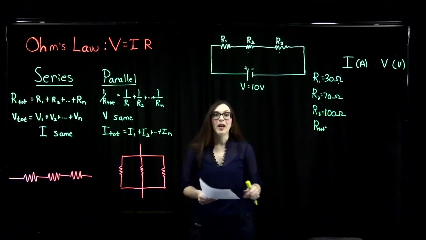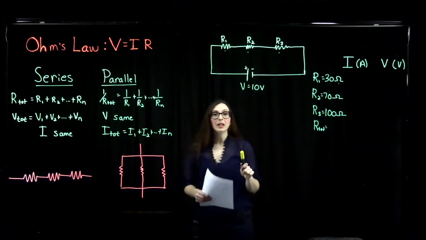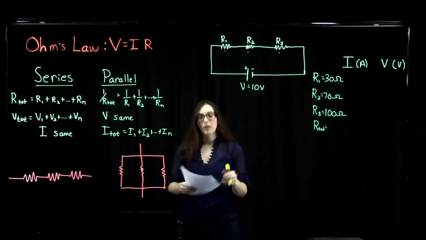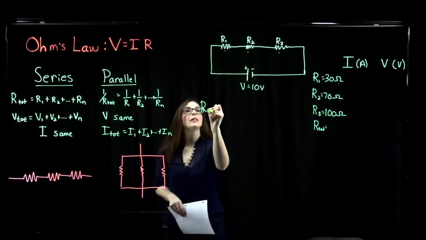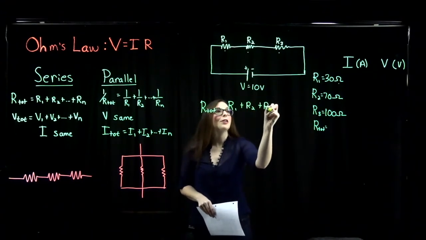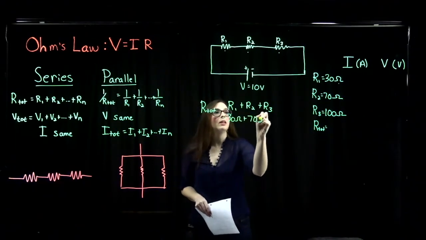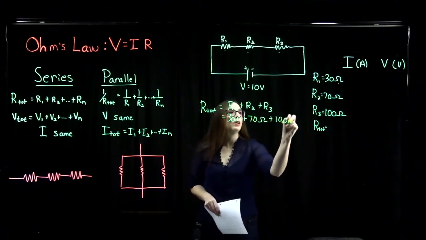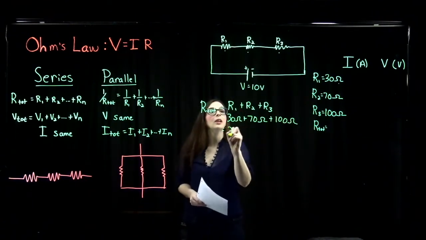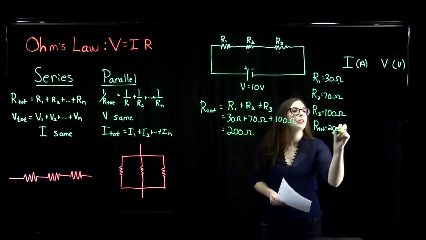Well, we're going to first find the total resistance of these resistors in our circuit. Now, when we have resistors in series, the total resistance adds up. So our total resistance is just going to be the sum of R1 plus R2 plus R3. And so that's just going to be 30 ohms plus 70 ohms plus 100 ohms, and that gives us a total resistance of 200 ohms. And I'm going to write that over here, total resistance of 200 ohms.